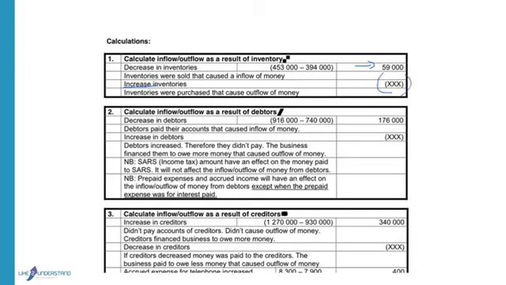If we look at the debtors, they showed a decrease. That means the debtors paid and there was an inflow of money. If the debtors decreased, there's an inflow of money because they paid. If the debtors increase, it means that they owe more money. So the business financed the debtors to owe more money, then it will be an outflow of money.